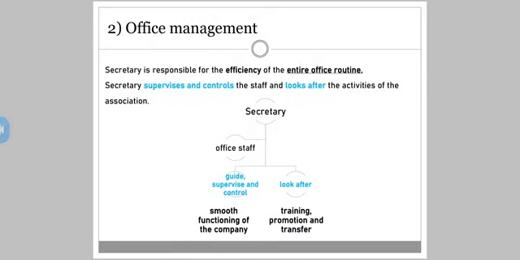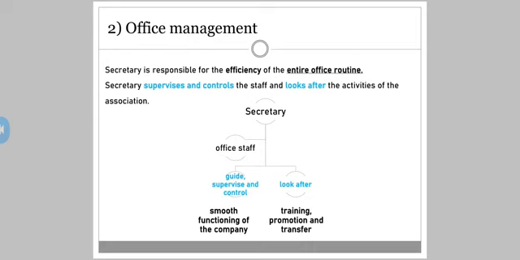The second function is office management. The secretary is responsible for the efficiency of the entire office routine. What do you understand by the word efficiency? Efficiency is the ability to avoid wastage of energy, efforts, money and time. In short, work can be done by utilizing the minimum amount of time, energy and resources. How efficient you are, how quick you are in completing your work with limited resources and limited time, that is known as efficiency.